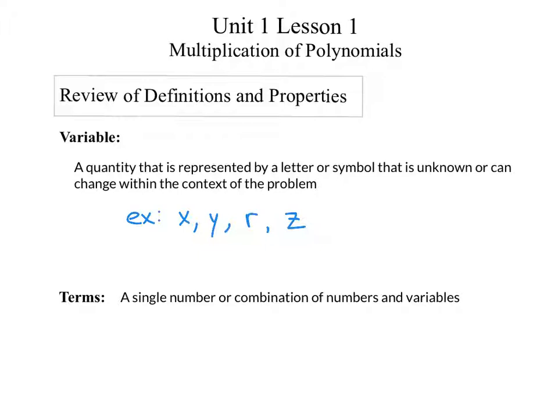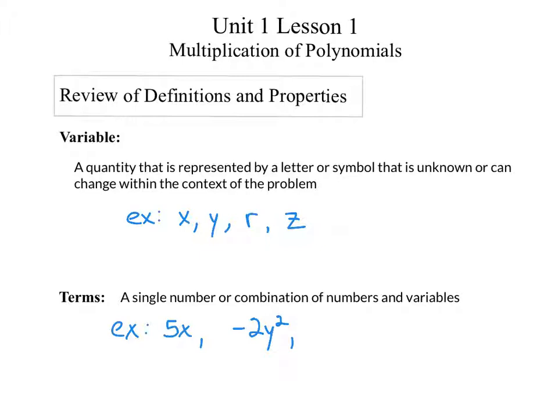Our next definition is a term. Terms represent a single number or combination of numbers and variables. So, for example, we might have something like 5x. That's a product of a number and a variable. We might have something like negative 2y squared. Again, the product of the number negative 2 with the variable y squared.